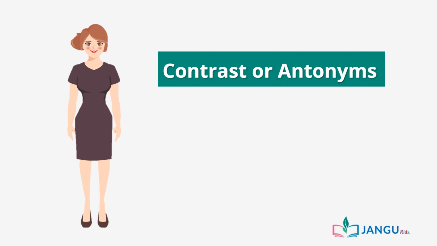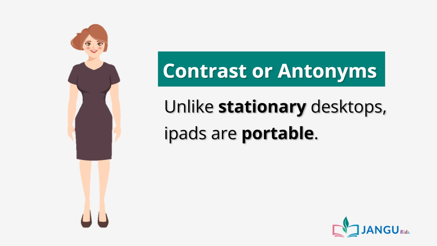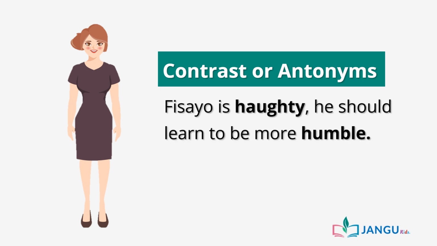Contrast or antonyms. In this case, words in the sentence suggest the meaning or description of the key words. For example, unlike stationary desktops, iPads are portable. Another example is, his sire is haughty. He should learn to be more humble.